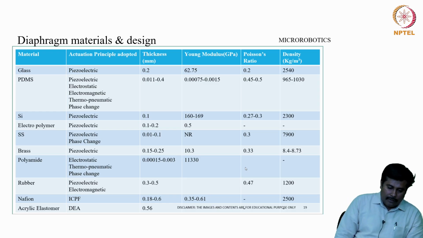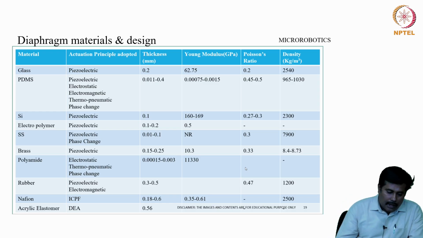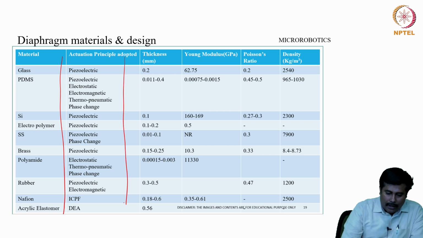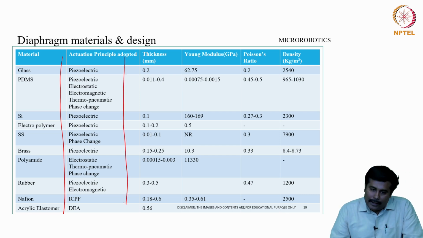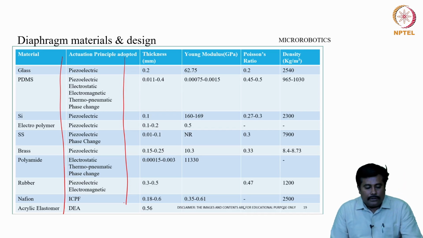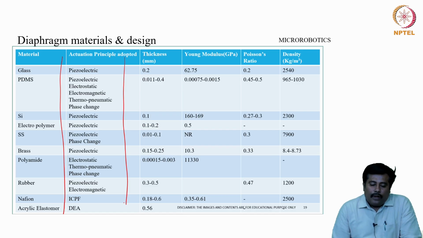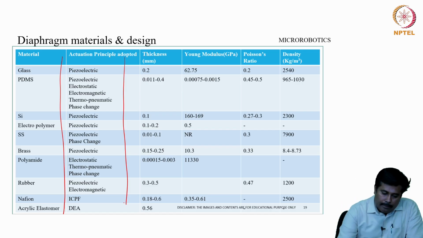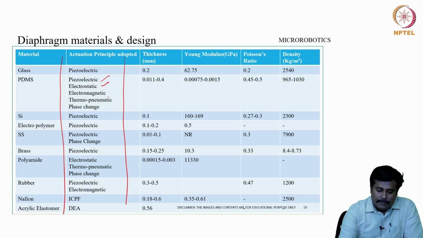As far as the diaphragm material is concerned, this is a kind of static material, and these are the different diaphragm materials, which are actuation materials. If we consider the different materials, they include glass, PDMS, silicon wafer, electropolymer, stainless steel, brass, polyamide, rubbers, Nephron and acrylic elastomers, which are efficiently used. From the actuation principle point of view, we have piezoelectric structures, electrostatic structures, an electromagnetic based system, a thermopneumatic based system, and phase change materials are also available.